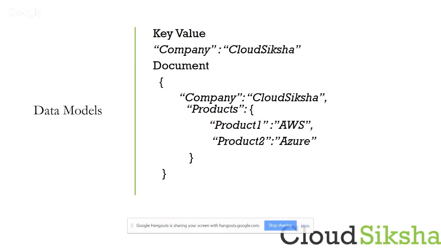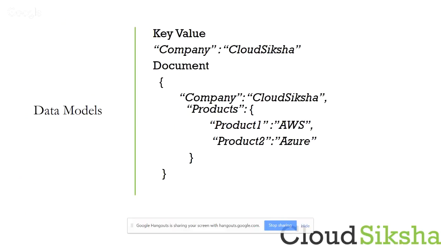In a key value, there's only one value associated with a key, whereas in a document database, you have a key and the value is a document. The document is generally a JSON document or an XML document. One of them can be done here.